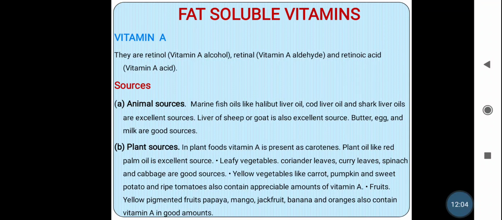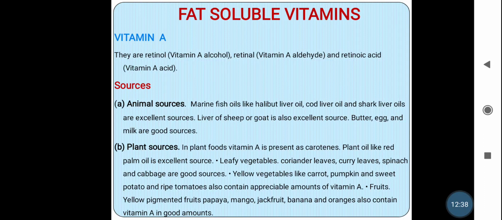So which are the different sources of this vitamin A, or from which sources do we get vitamin A? First are the animal sources. In that, the different marine fish oils, like halibut liver oil, cod liver oil and shark liver oil, are excellent sources of vitamin A. Then the liver of sheep or goat is also an excellent source. Then butter, egg and milk are again good sources of vitamin A. So all these are the animal sources of vitamin A.